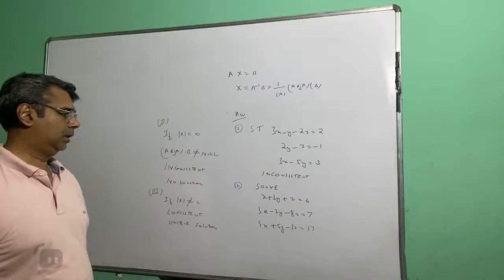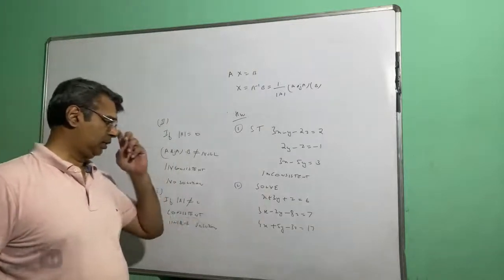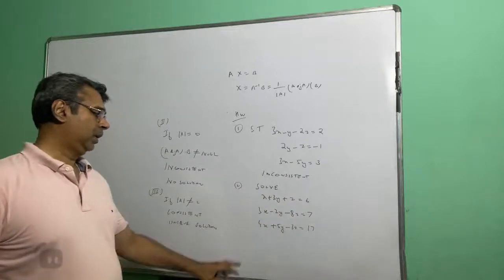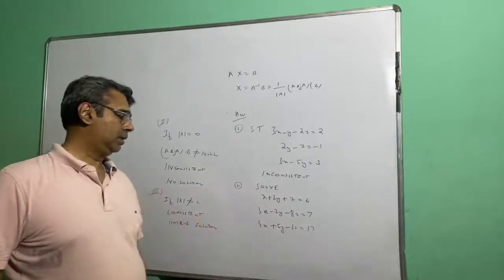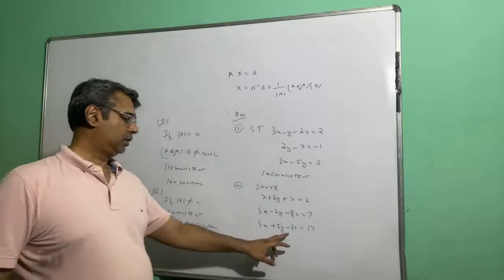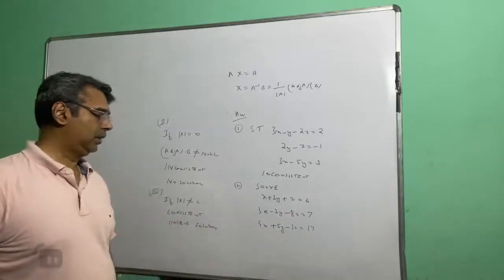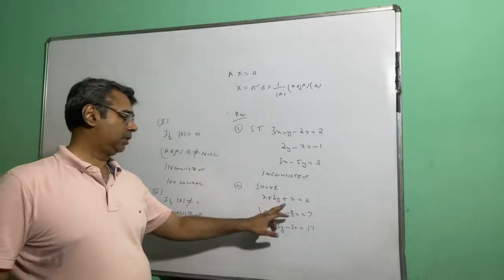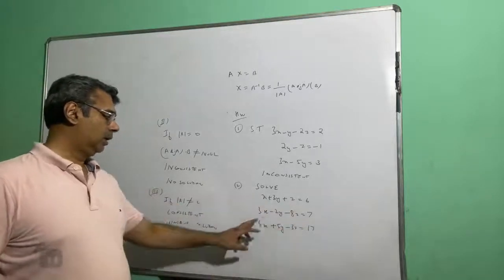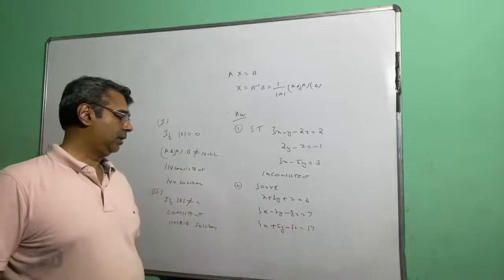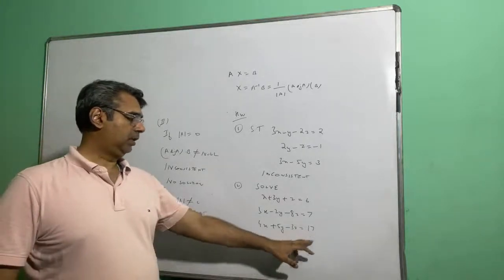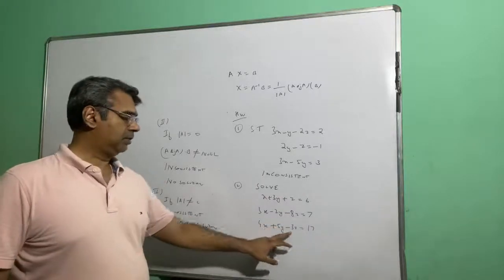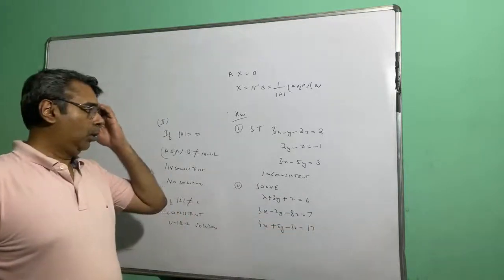Next question: you have to solve these equations. x plus 3y plus z equal to 6, 3x minus 2y minus 8z equal to 7, and 4x plus 5y minus 3z equal to 17. This is the next homework question.